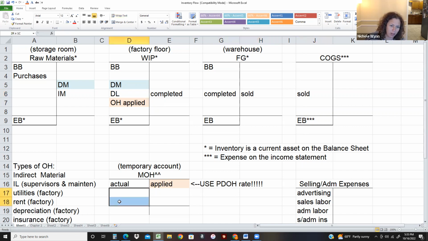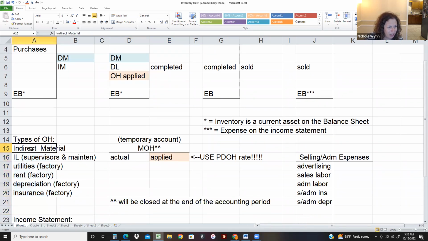And then our overhead, we're going to keep track of all of our actual overhead over here and our applied overhead over here. We're going to use our predetermined overhead rate to apply overhead. We just did it, 101,000 times 5. So we apply overhead based on our predetermined overhead rate, but that applied overhead is what goes into WIP. And then our actual overhead, here are examples of our actual overhead costs.